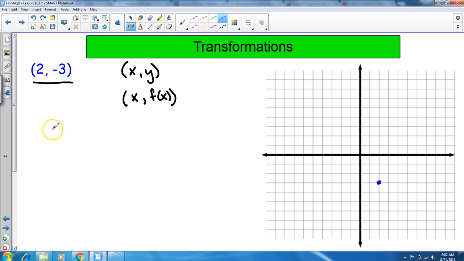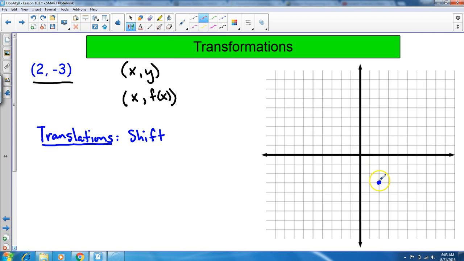All right, so the first thing we're going to look at are what we call translations. And really all a translation is a shift. It's a shift up and down or left and right. So you're kind of sliding that thing around this coordinate plane, up and down or left and right. So let's take a look at the first one. Let's look at how do we shift this point up and down.